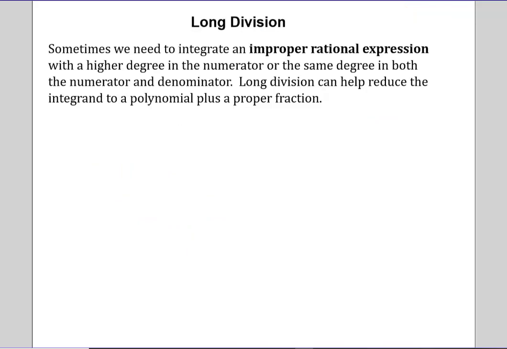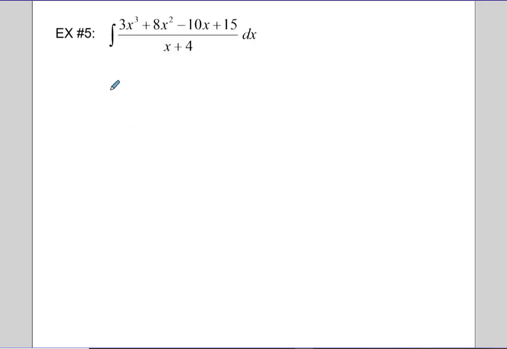Now let's take a look at long division, because like I said, if we have an improper rational expression where the degree in the numerator is larger than the denominator, we need to use long division to write it in proper form. So in this case, I'm going to look at the -4 as my 0 in the denominator. And even though they say long division, I'm going to use synthetic division for space here.